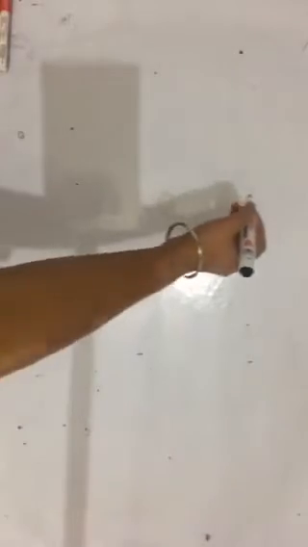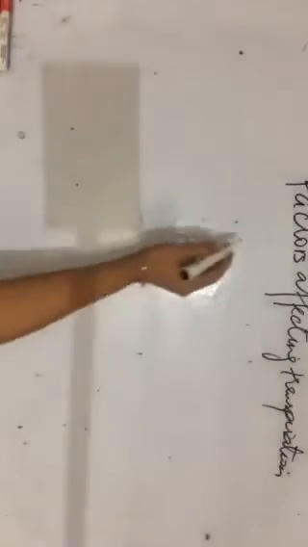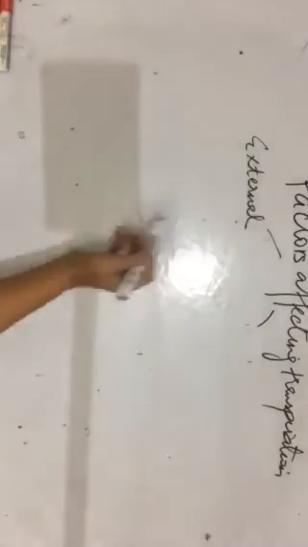There are some factors that affect transpiration. So factors are of two types. One is external and the other is internal factors. External means the ones which affect transpiration from outside the plant. And internal factors are those which affect transpiration by being within the plant, right?